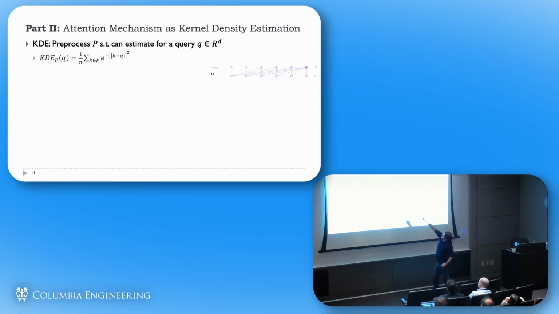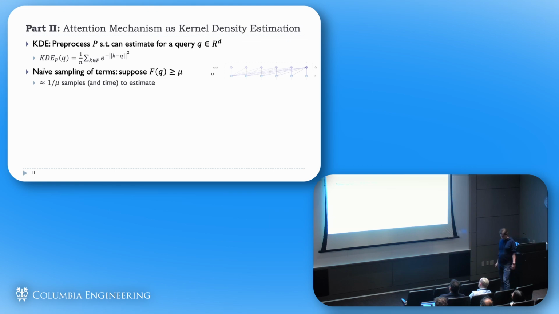We're summing up, or taking an average, over all the points in the data set, and we're computing the Gaussian kernel for each, so this is e to the minus the distance squared. This is a number between 0 and 1, and it has direct applications for some problems, but I'll mostly mention it with respect to attention. So this is the problem.